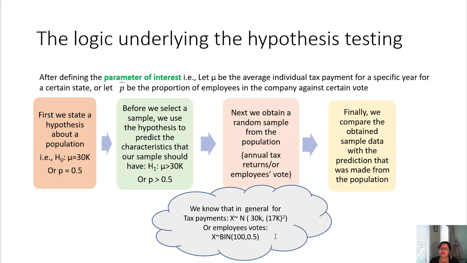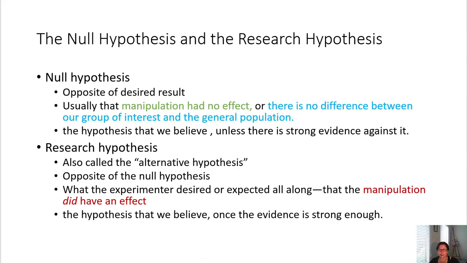As you can see, the hypothesis testing that we are using here is a parametric statistical test, because we assume that the population comes from a specific distribution, and that's why we say that it's a parametric test.